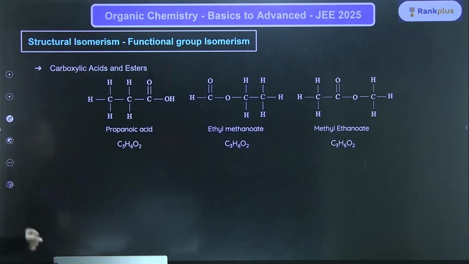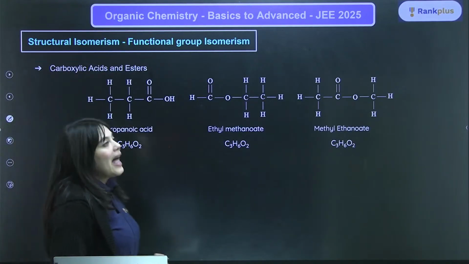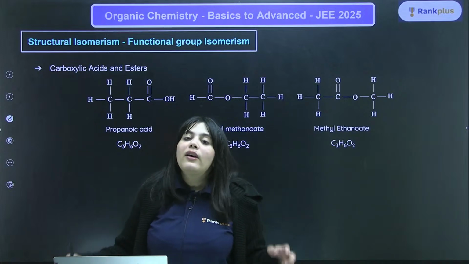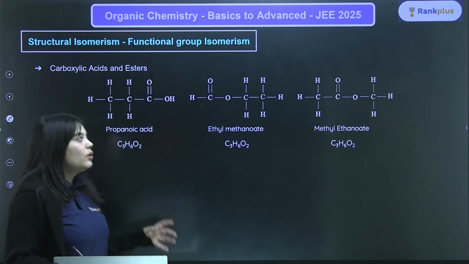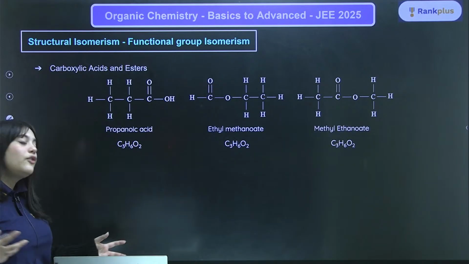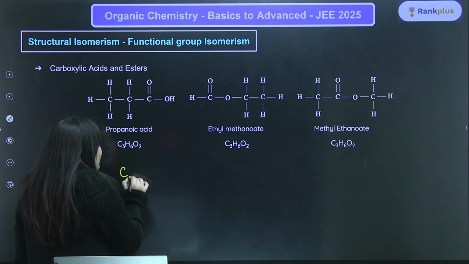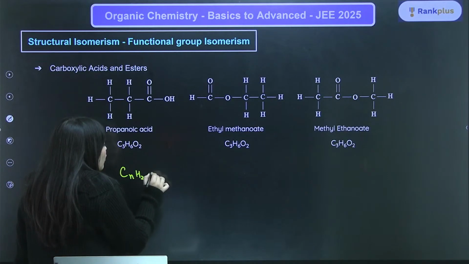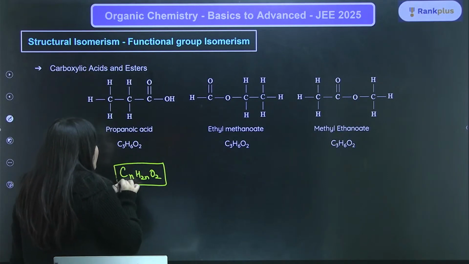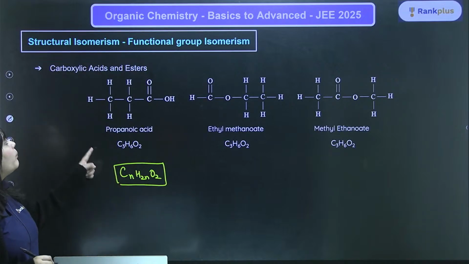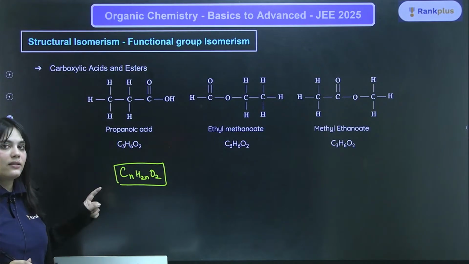Okay, next is carboxylic acid and esters. For carboxylic acid and esters, what is the general formula? The general formula is CnH2nO2. Remember this thing. With this general formula, you can form both acids as well as esters, right?